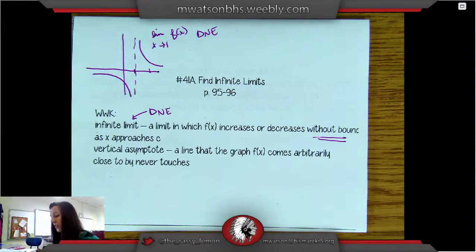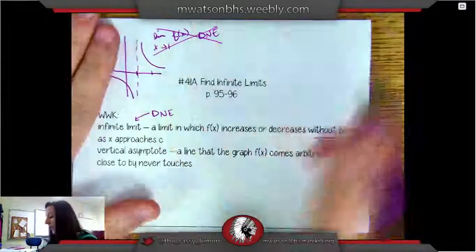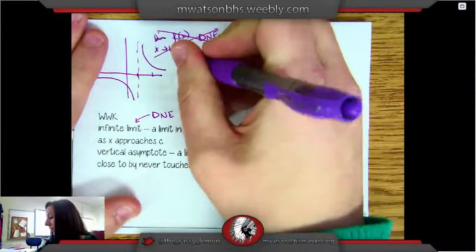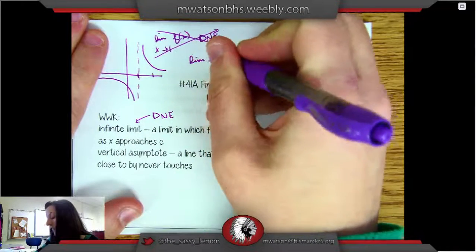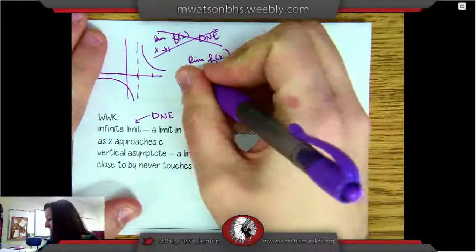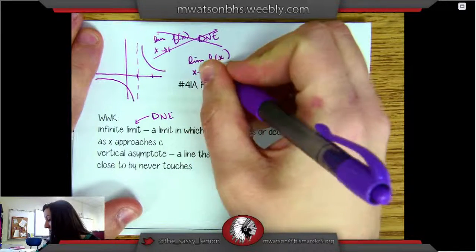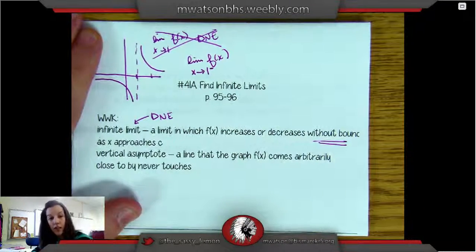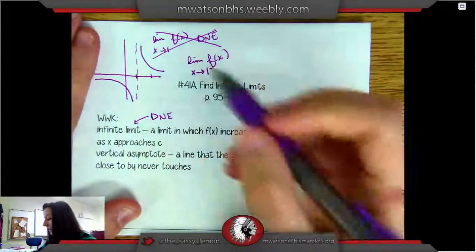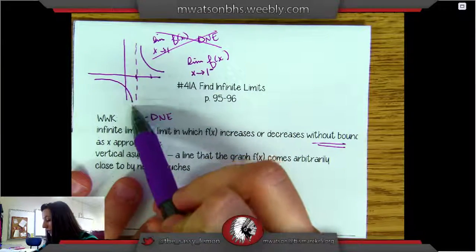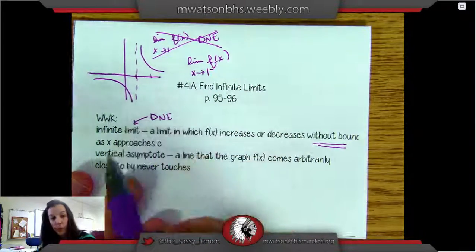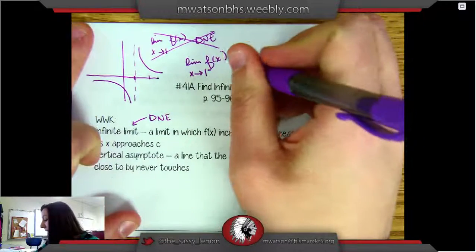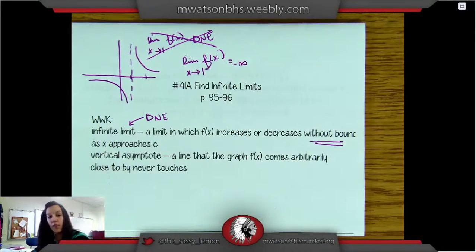But now that we've learned about limits from the left and right sides, we can be a little bit more specific. So instead, we can say that the limit of f of x as x approaches 1 from the left, little negative sign means left, well, if we come in, we can see that it's decreasing without bound. So now we're going to call that negative infinity. So we would say that this limit equals negative infinity.